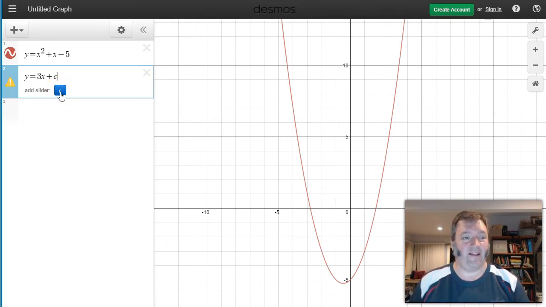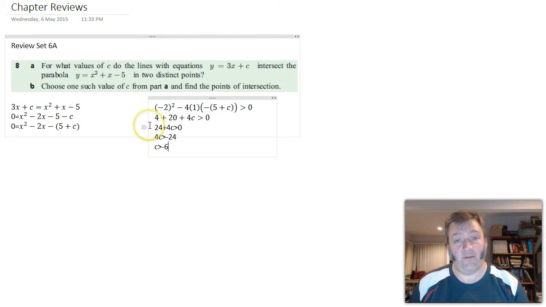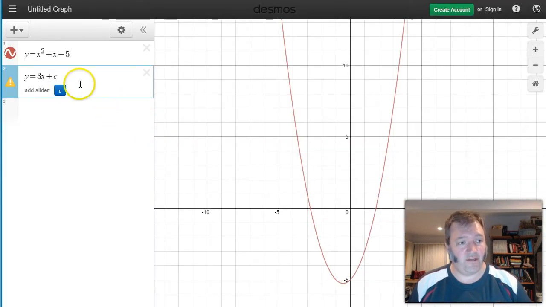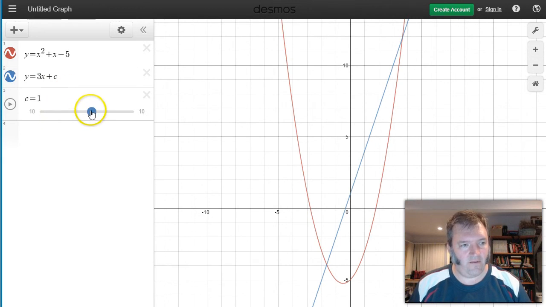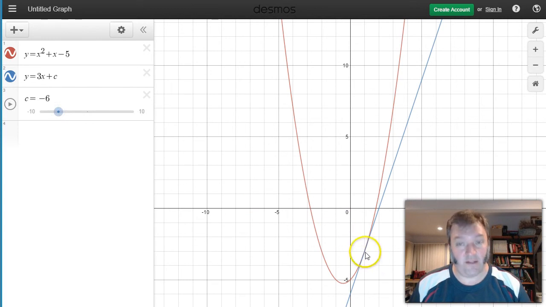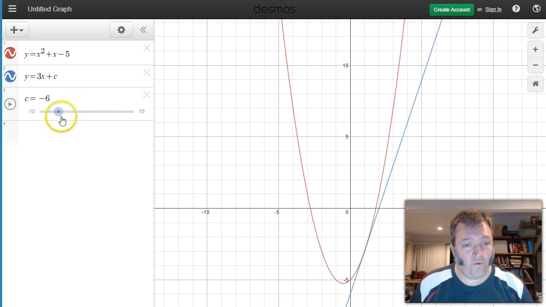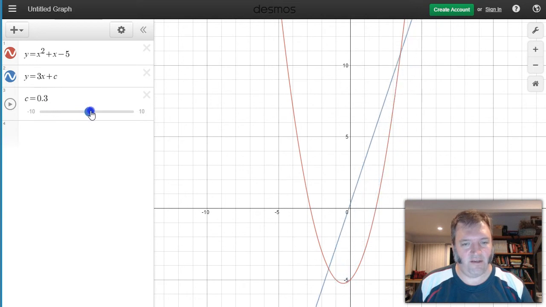If you're doing it on your calculator, you just substitute in the value we obtained, which was -6, and you should see that it's a tangent at that point. So if I slide this down to -6, a bit too far, you'll see, yep, that is exactly right. There's a tangent at -6. Now we've claimed there'll be 2 points of intersection if it's greater than -6. So if I go above -6, yep, you can see there are 2 points of intersection all the way through.